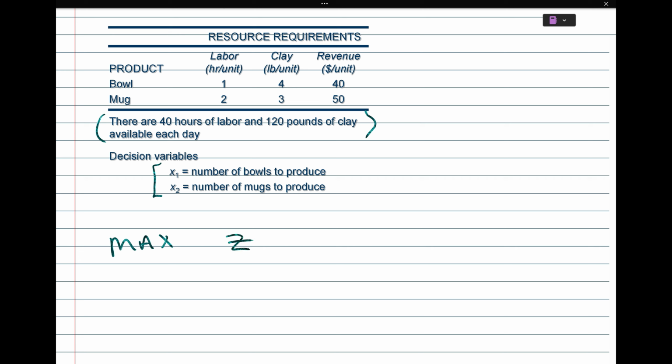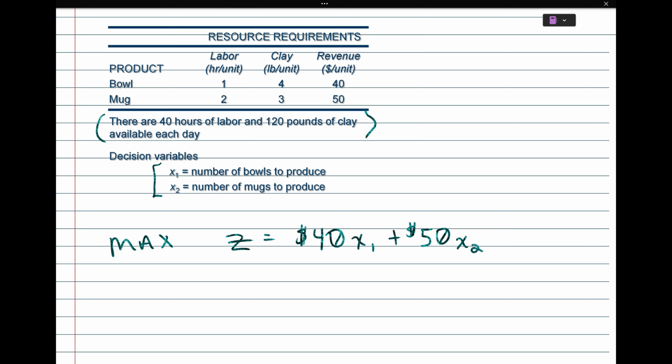And then we would say, okay, let's say Z is equal to $40. Just looking at our problem, we're trying to maximize the revenue, right? So $40, and it says per unit. Well, x sub 1 is the number of bowls, so $40 times x sub 1 plus $50 times x sub 2.